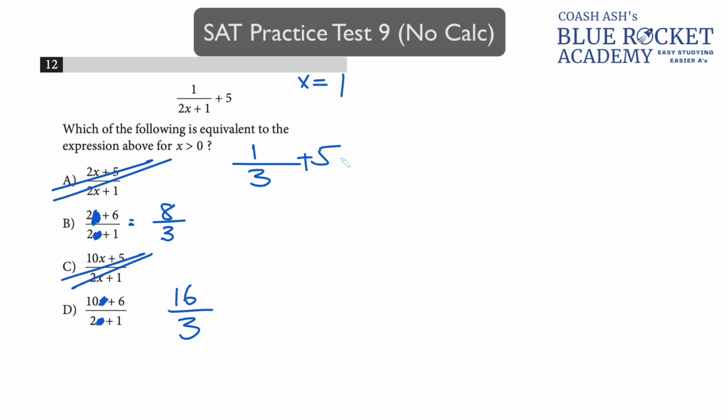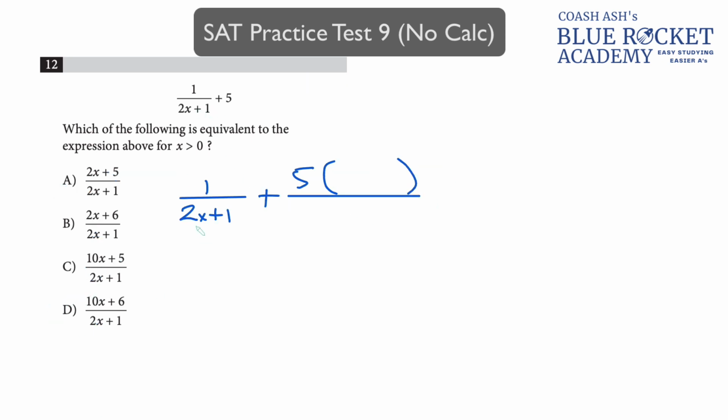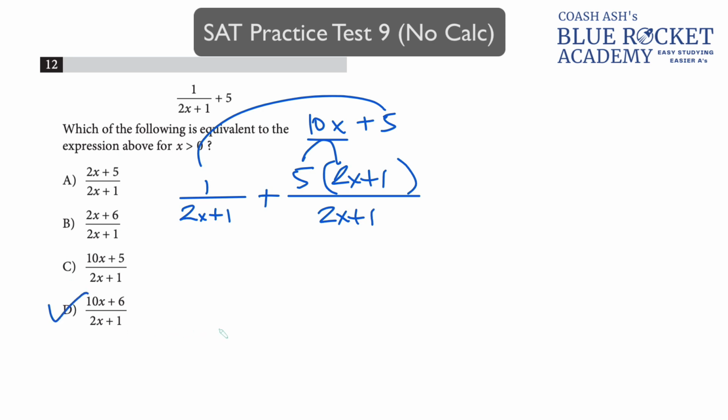So how do you do this one? You multiply by 3 on both sides like this. So you get 1 plus 5 times 3 is 16 over 3, and so therefore D is your answer. You can also do the common denominator way, where you've got this 2x plus 1. So you can multiply this by 2x plus 1 and 2x plus 1. And then you can write 5 times 2 is 10x plus 1. And then you can add this value here to get 10x plus 5 here. So you get 10x plus 5 plus 1 is 6. And so you can still get the same answer this way.